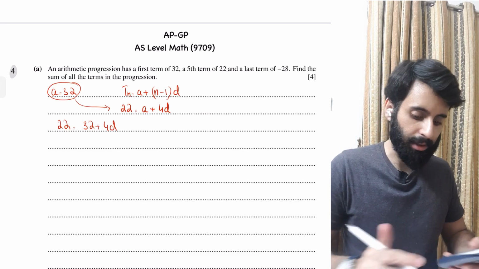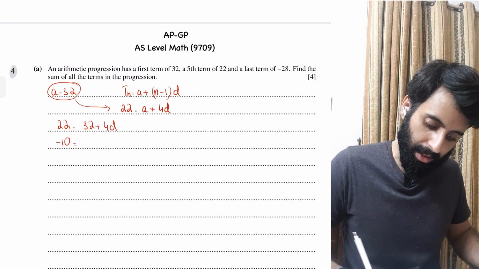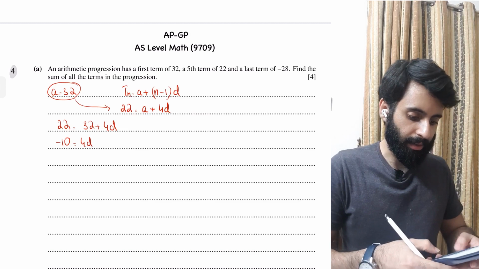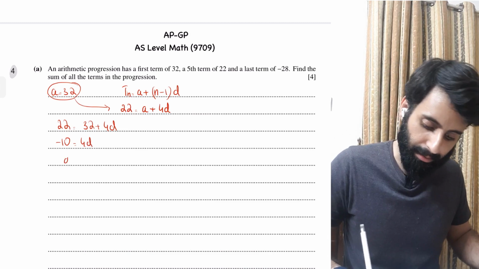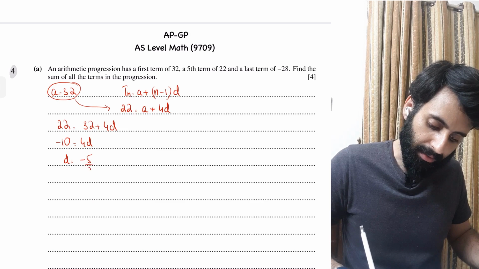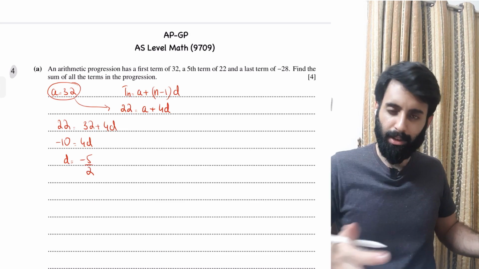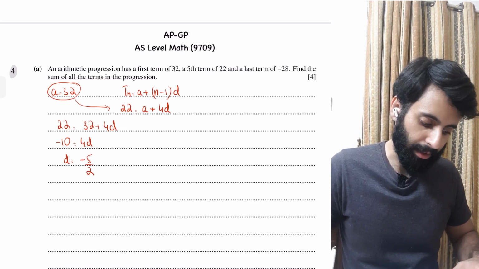22 minus 32 is minus 10. So minus 10 equals 4d. Let's work out the value of d. All I've got to do is divide this by 4. So d is equal to minus 5 upon 2, or minus 2.5. Since it's a terminating decimal, you can write it as minus 2.5 also, nothing to worry about.